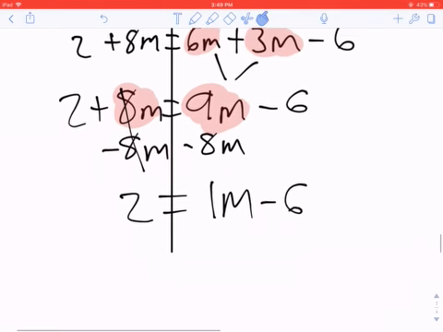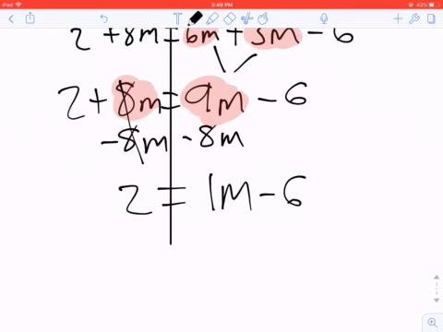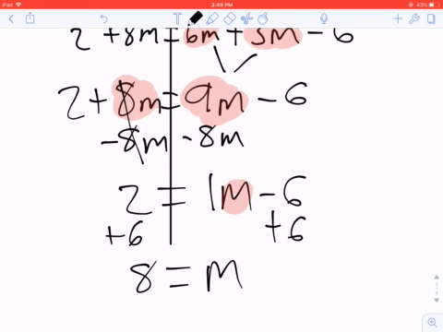We are almost finished. m is almost by itself. What we need to get rid of is the 6. So we are going to add 6 to both sides. 2 plus 6 is 8 equals 1m, or I would just write m. It's the same thing. And that's our answer.